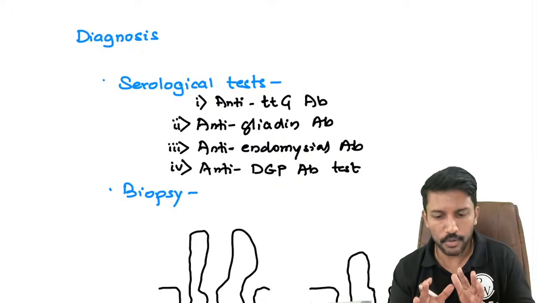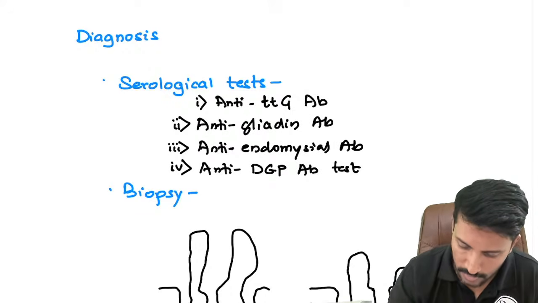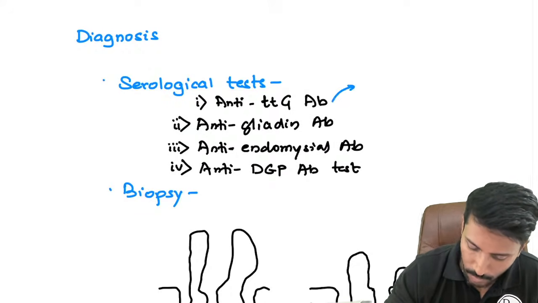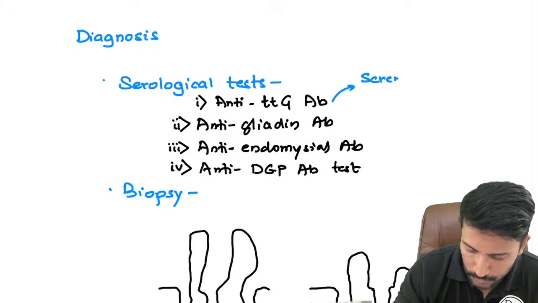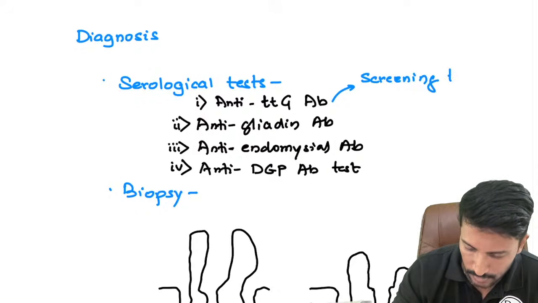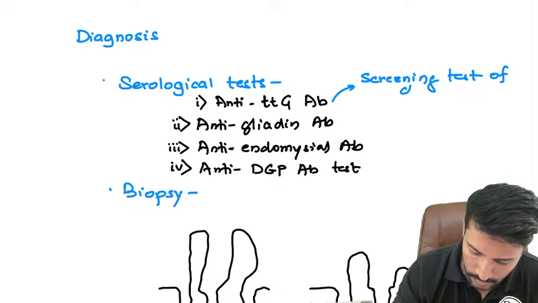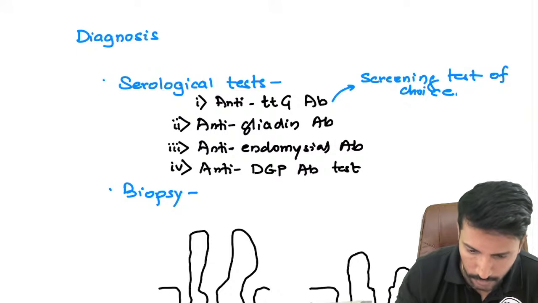Okay. So I want you to write only few points. Specifically anti-TTG antibody, right? This is a screening test of choice.